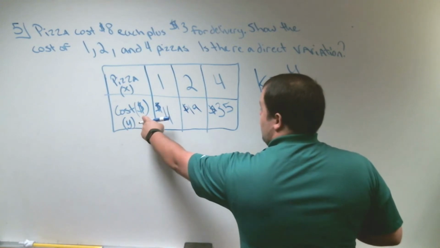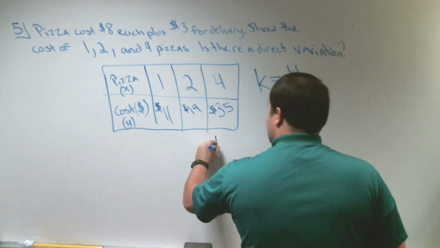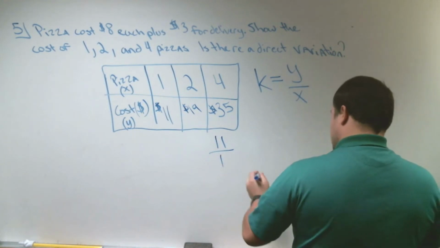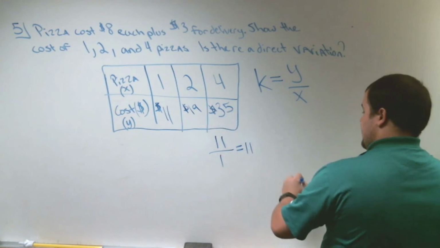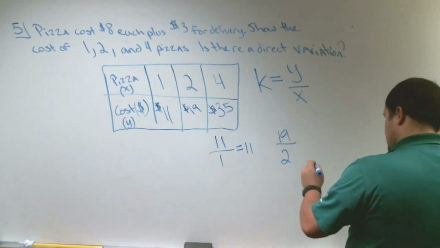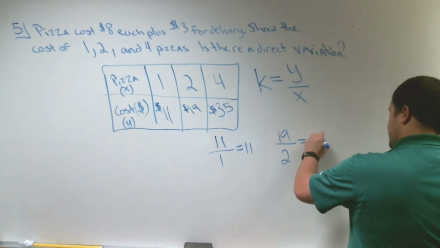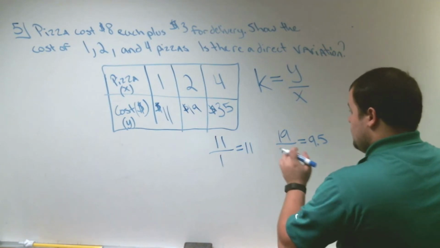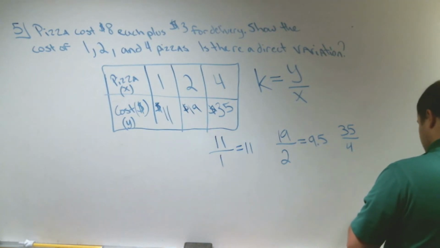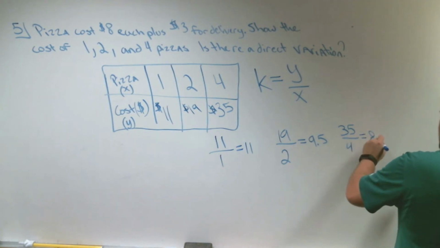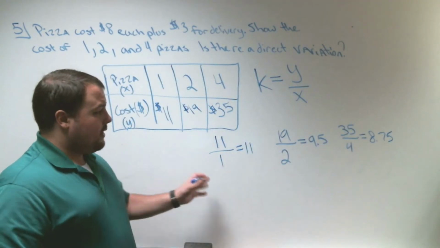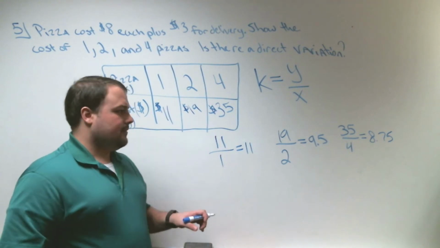So the cost is $11, and that's our y. So the first fraction would be 11 over 1. If I type 11 divided by 1 in my calculator, I get 11. The next one would be 19 divided by 2. When we type that in, we get 9.5. And our last number would be 35 divided by 4, and we get 8.75.